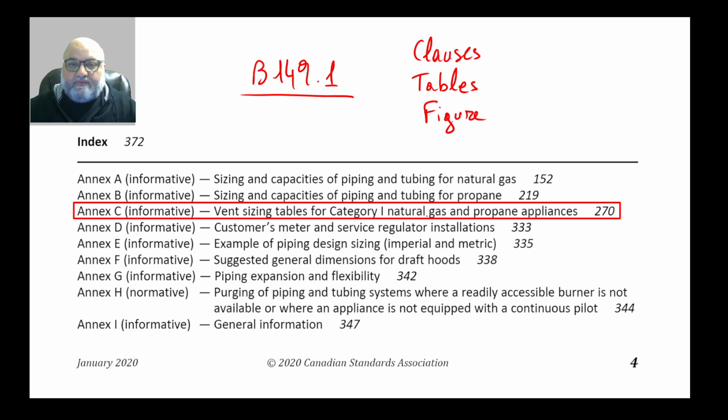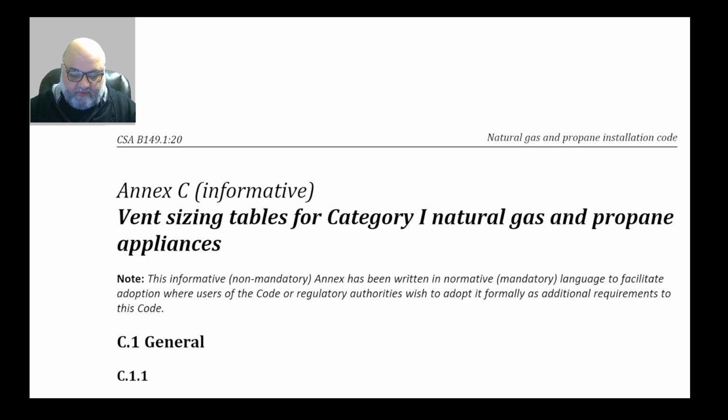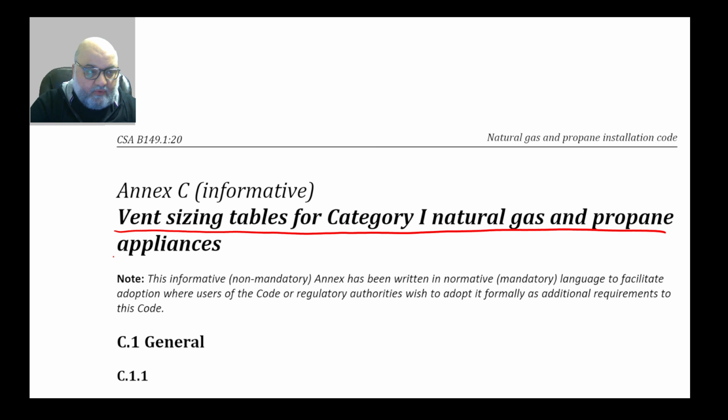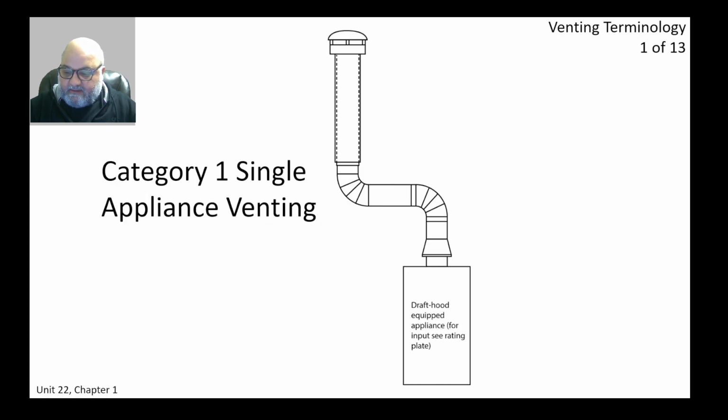It is important for you to know whether what I'm talking about, for example, C.2, is a clause or is it a table number or is it a figure number? So please pay close attention to that little detail over there. As you can see, Annex C is about vent sizing tables for Category 1 natural gas and propane appliances. And this is where we're going to do our work when we're doing vent sizing.